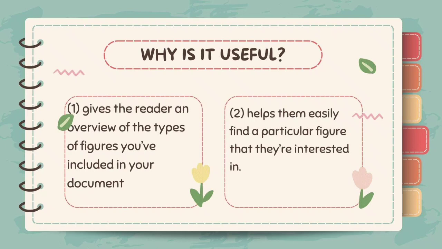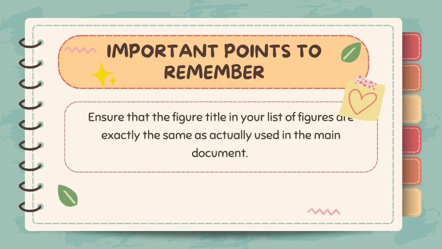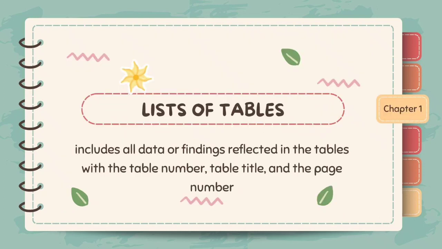Sabi nga, there are important points to remember in writing down your list of figures. Ensure that the figure title in your list of figures are exactly the same as actually used in the main document. So you have to double check na po that the page numbering is correct and the font size, margins, and all formatting is correct. You have to see this idea. For example, if you are referring to figure 1.1, make sure that figure 1.1 is the thing that you are discussing or referring to. And the last part is the list of tables.